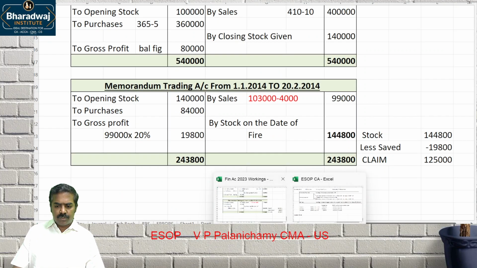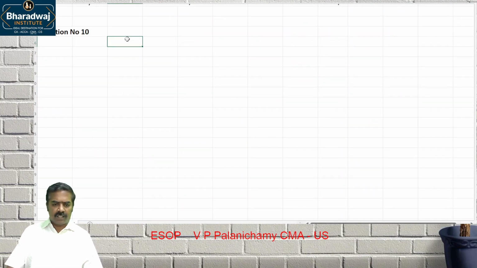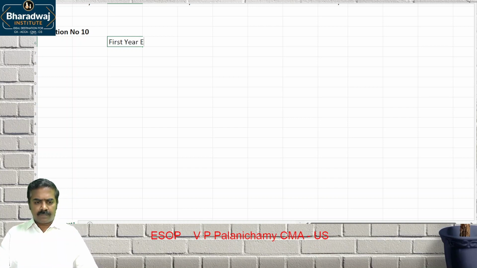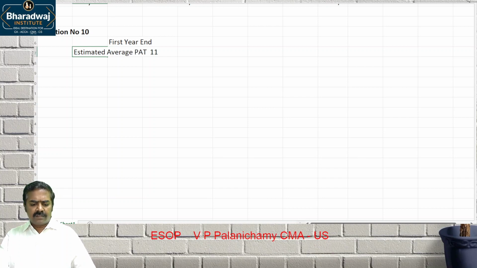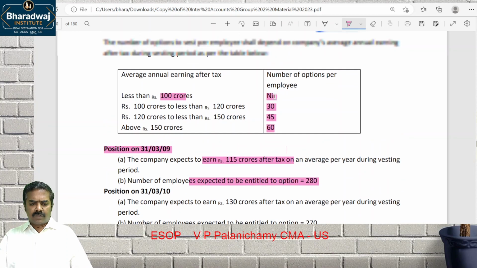280. So we can also work out, maybe I'll classify this into first year end. First year end, how many employees are there? What is the estimated profit after tax? Average profit after tax? 115. So therefore, wait. How many options will be given? Look at the table. If profit after tax is more than 100 crores, how many options are given? More than 100, less than 120, 30 options.